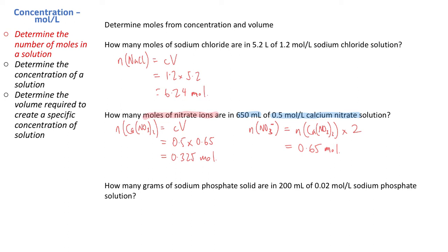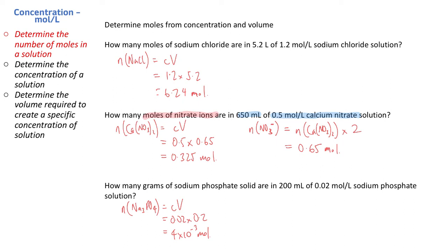So, how many grams of sodium phosphate solid are in 200 mL of 0.02 mole per liter sodium phosphate solution? Okay, so again, number of moles of sodium phosphate, and this is why you need to memorize all of your ions so that you can write out salt formulas reasonably quickly, right, is equal to CV, which is equal to 0.02 times 0.2, which is some value, right? 4 times 10 to the negative 3 mole.